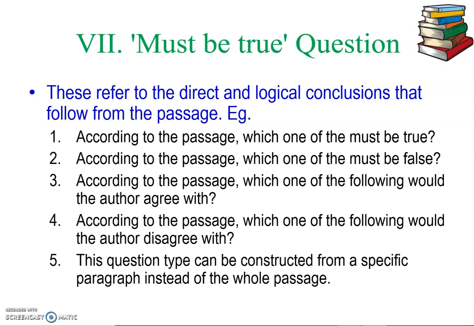According to the passage, which one of the following would the author disagree with? This question type can be constructed from a specific paragraph instead of the whole passage. These questions come into the category of must be true, and therefore, in order to answer this question, the readers, while reading the comprehension, should understand the truth of the statement, or the truth of the passage the author is trying to speak.